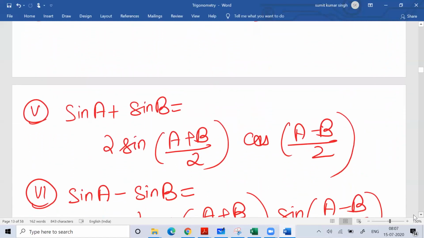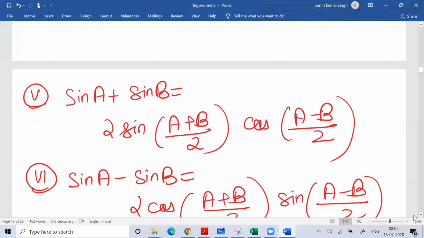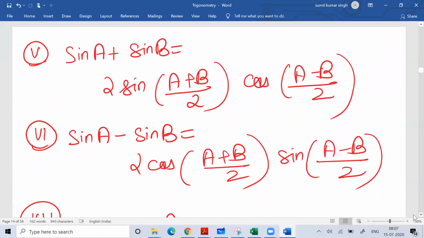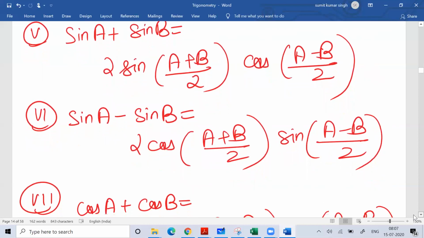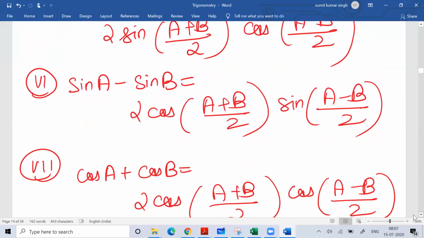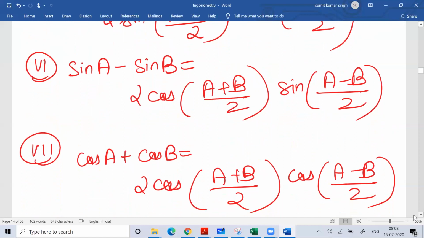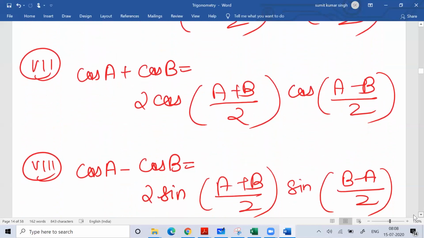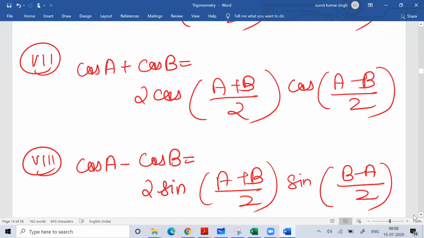Then the next formulas you can keep in your mind: sine A plus sine B is 2 sine ((A plus B) by 2) cos ((A minus B) by 2). Similarly, sine A minus sine B is 2 cos ((A plus B) by 2) sine ((A minus B) by 2). Then similarly, cos A plus cos B is 2 cos ((A plus B) by 2) cos ((A minus B) by 2). Then going further, cos A minus cos B is 2 sine ((A plus B) by 2) sine ((B minus A) by 2).